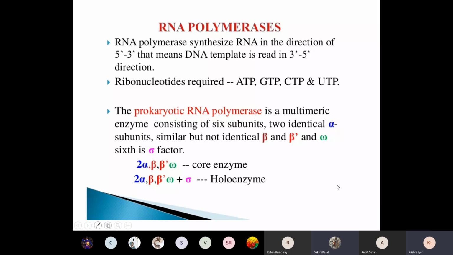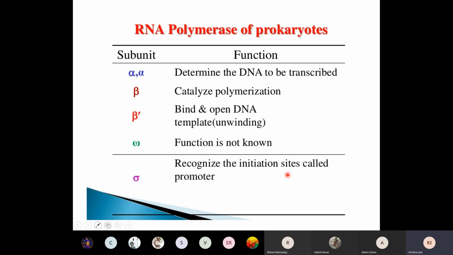Okay. So as I was saying, all 6 subunits are needed for the enzyme to function completely as what is called a holo enzyme. Now more specifically, the functions of the individual subunits are listed here. The alpha subunits are the ones that detect the DNA which has a coding region, so they locate the DNA which needs to be transcribed. B prime binds and opens the DNA template, causes unwinding, and B actually does the polymerization.